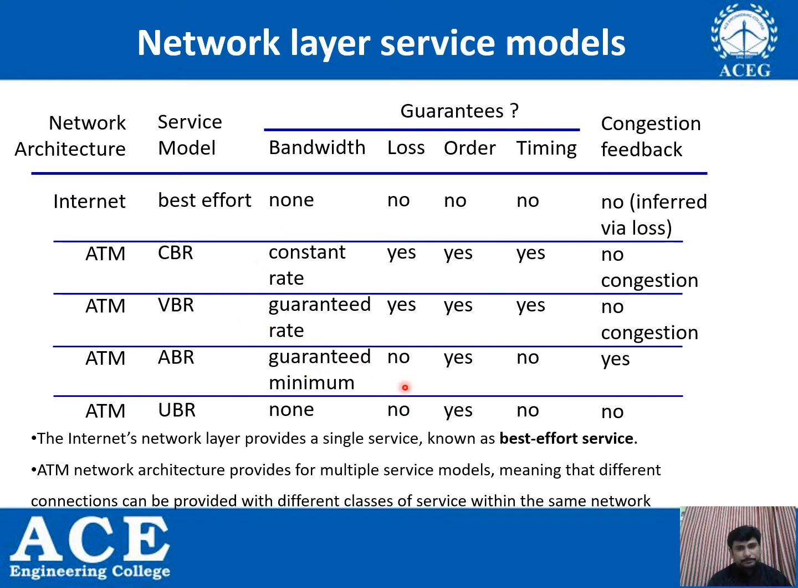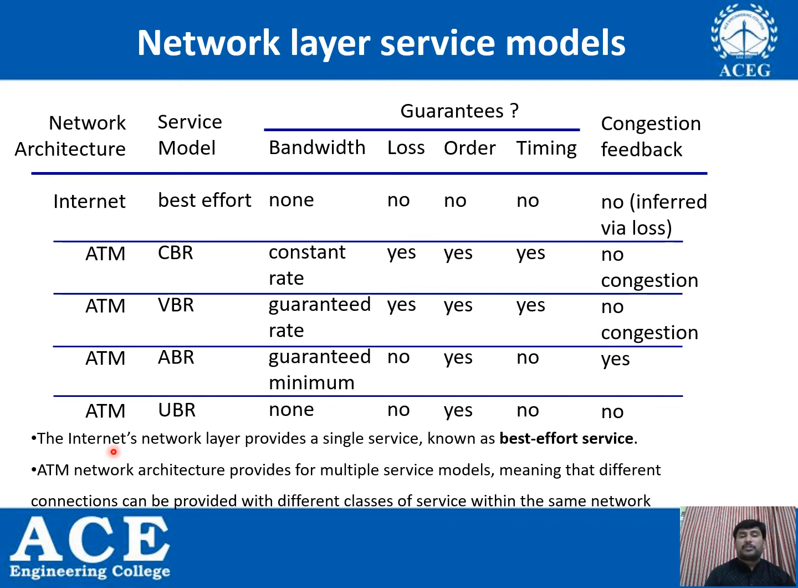Loss of packet, yes, it will not guarantee against loss. Order, maybe yes, because it's still circuit oriented, and we'll have a transmission in the order in which it is generated. The timing cannot be guaranteed here because the bitrate can all of a sudden dip, so you cannot guarantee the timing. Congestion feedback, yes. The only difference compared with the first three cases is that here you will get feedback on any congestion that has happened.